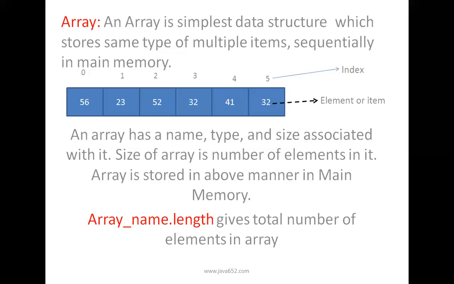This is the simplest data structure. There are more complex ones, like queue and stack, which I will tell you about later. Here it stores items of the same type, sequentially, meaning side by side in memory. An array will have a name just like a variable. Of course, an array is also a variable.